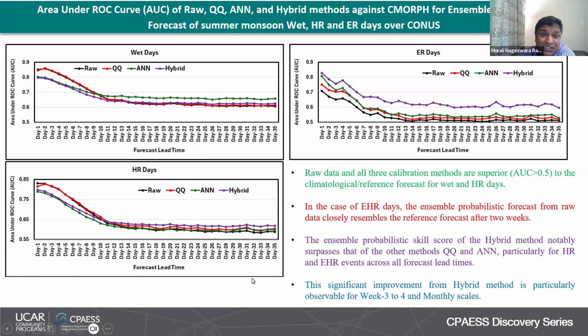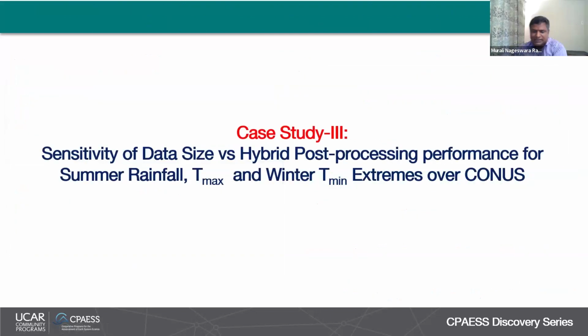But in all the calibration methods, those skill scores are improved. A lot of improvement can be observed for all the forecast lead times, particularly for the extreme rainfall events, from the hybrid method as compared to the ANN and Quantile-Mapping methods. So that is two cases. In the third case also, I want to show that the hybrid method outperformed in all the cases. Even this method works better for a shorter training period.